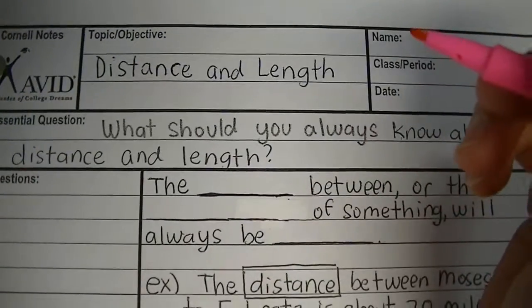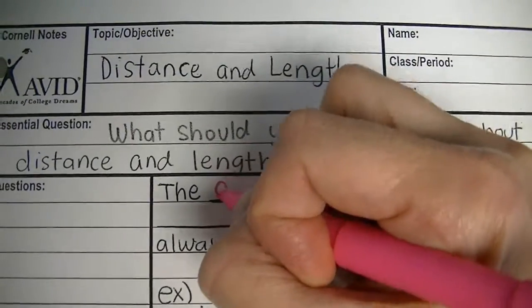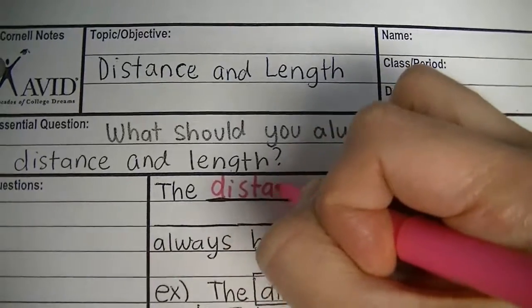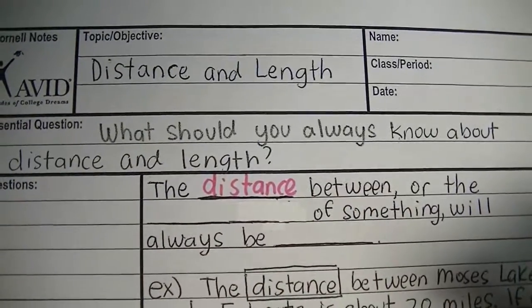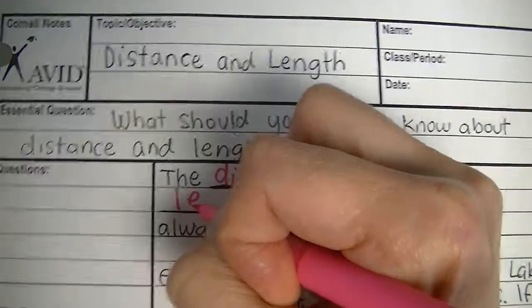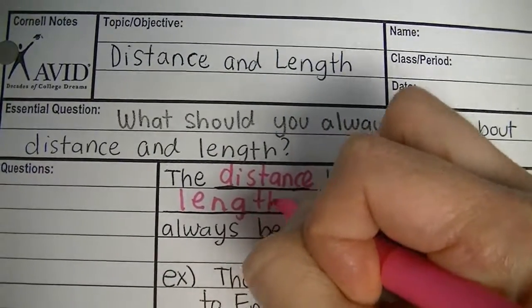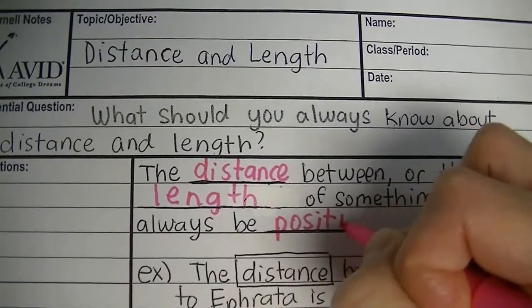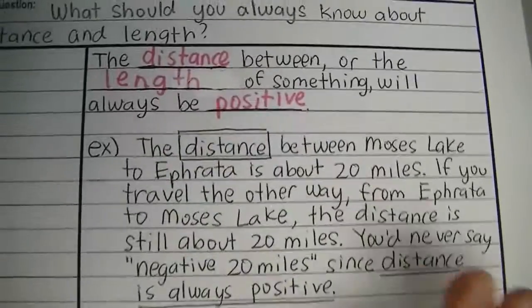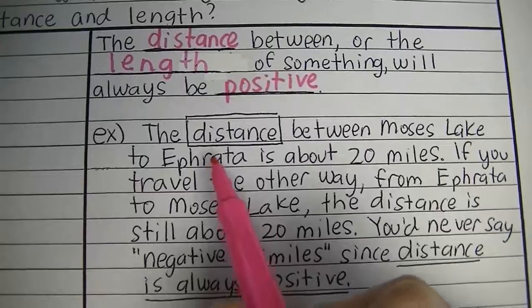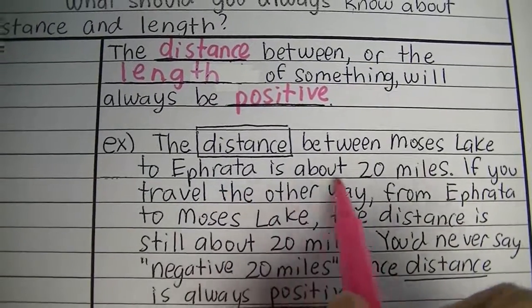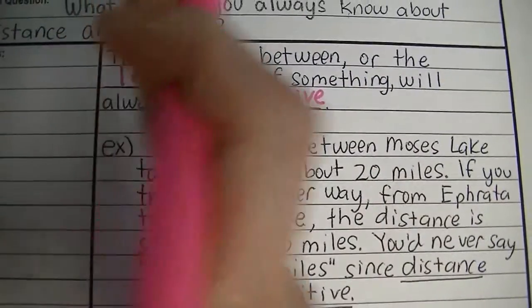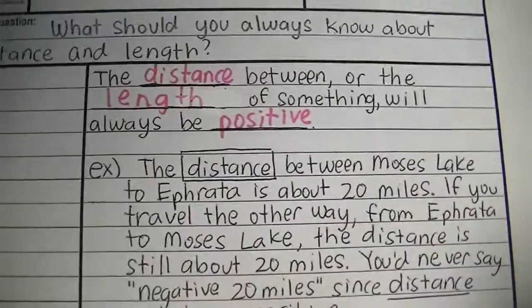And we got to start with that the distance between, or the length of something, will always be positive. So here's what I mean by that. The distance between Moses Lake to Ephrata is about 20 miles. So if you go from Moses Lake to Ephrata, it's about 20 miles.